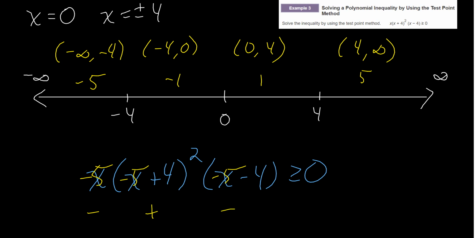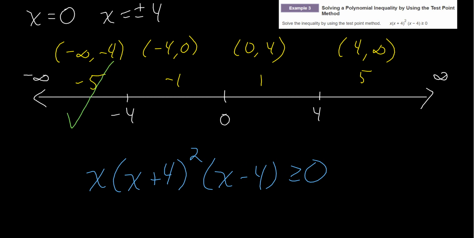So what is a negative times a positive times a negative? Well, a negative times a positive is a negative, and then a negative times a negative is a positive. And we're wanting values that are greater than or equal to 0. Of course, if it's positive, it's greater than or equal to 0. So the first interval works.